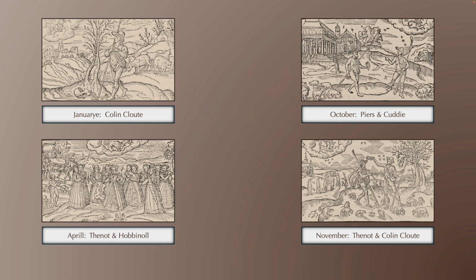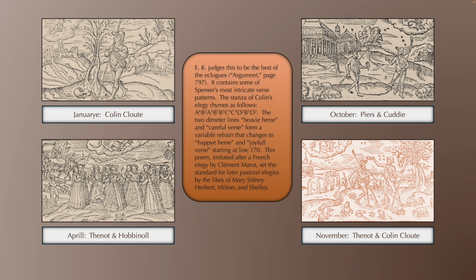So finally, we come to the November Eclogue. This is between Thenot and Colin Clout, the penultimate Eclogue. And E.K., the editor, considers this to be the best of the Eclogues. So Spenser's basically saying this is my finest achievement in this book. That's in the argument before the Eclogue begins on page 797.